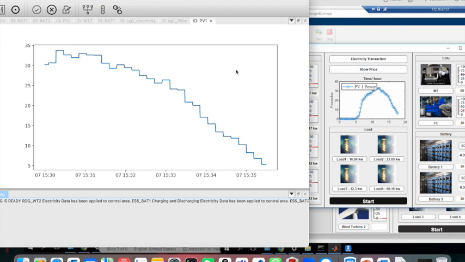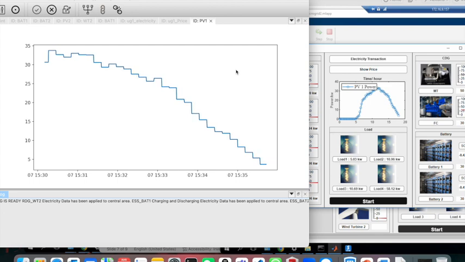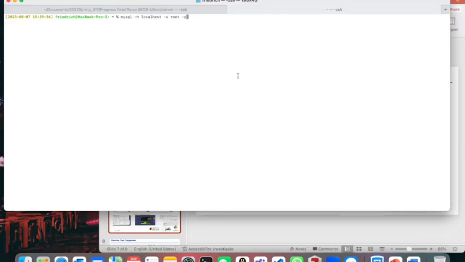Here, because of time constraints, we set the exchange of information every 15 seconds, but in a real case, we can set it to about 15 minutes to emulate the real case of our microgrid. Lastly, we can use our database to review the previous microgrid states. Let's have a look at the database.